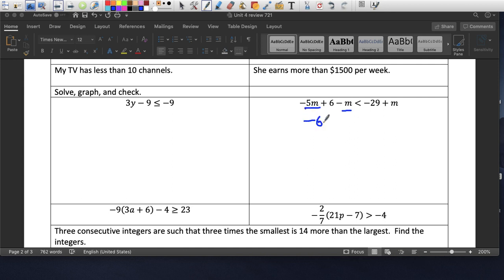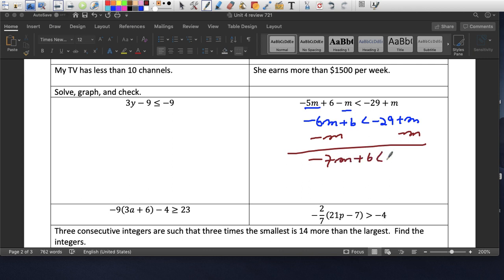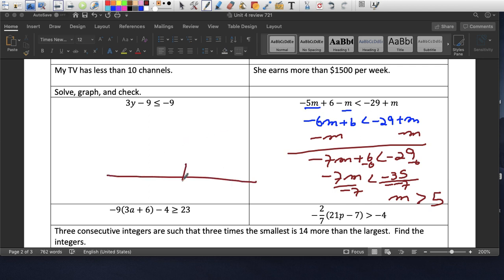Combine my like terms: negative 6m plus 6 less than or equal to negative 29 plus m. Get rid of one of the m's, so I'm going to take the m out. Minus m, which is going to give negative 7m plus 6 less than negative 29. Negative 7m is going to be less than negative 35. Divide both sides by negative 7, and we're going to get m is greater than 5. Remember, dividing by a negative number makes me switch the inequality.